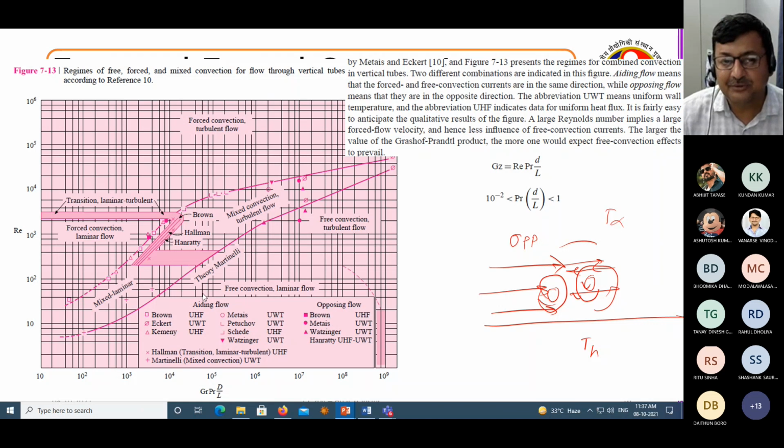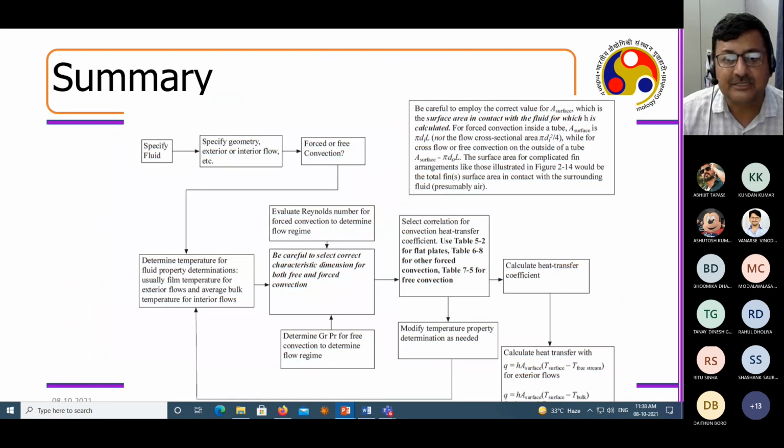Whereas if your natural convection is working towards the direction of the flow, towards the direction of the forced convection, that is called the aiding flow. Clear? Is it clear? Yes, sir. Any other questions?